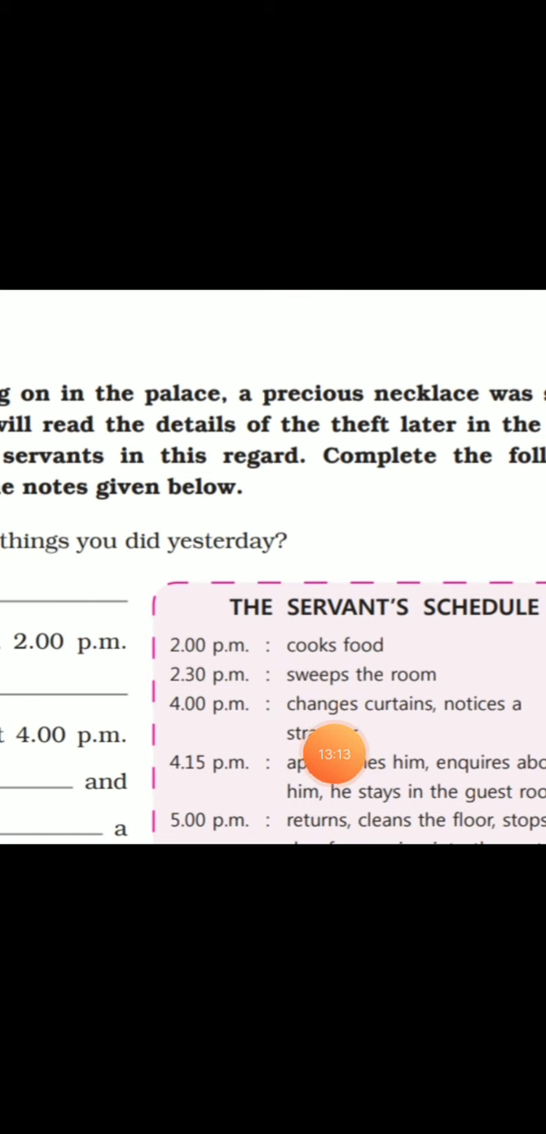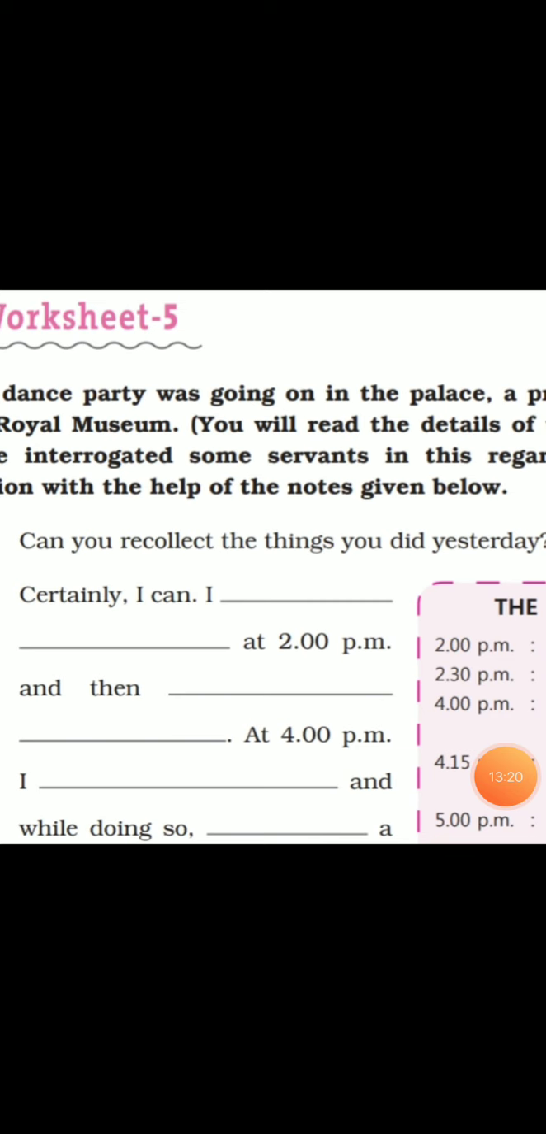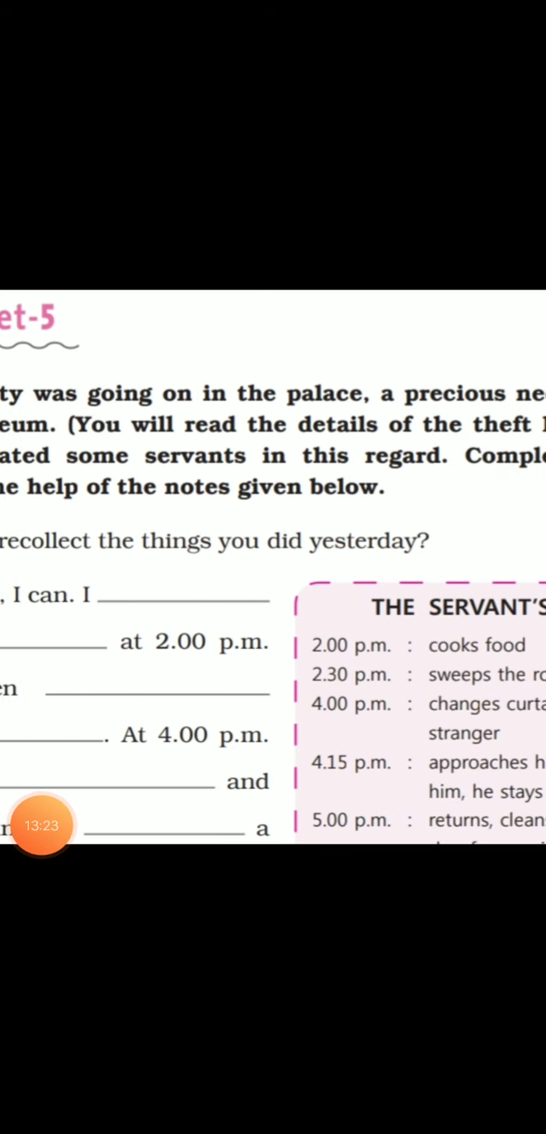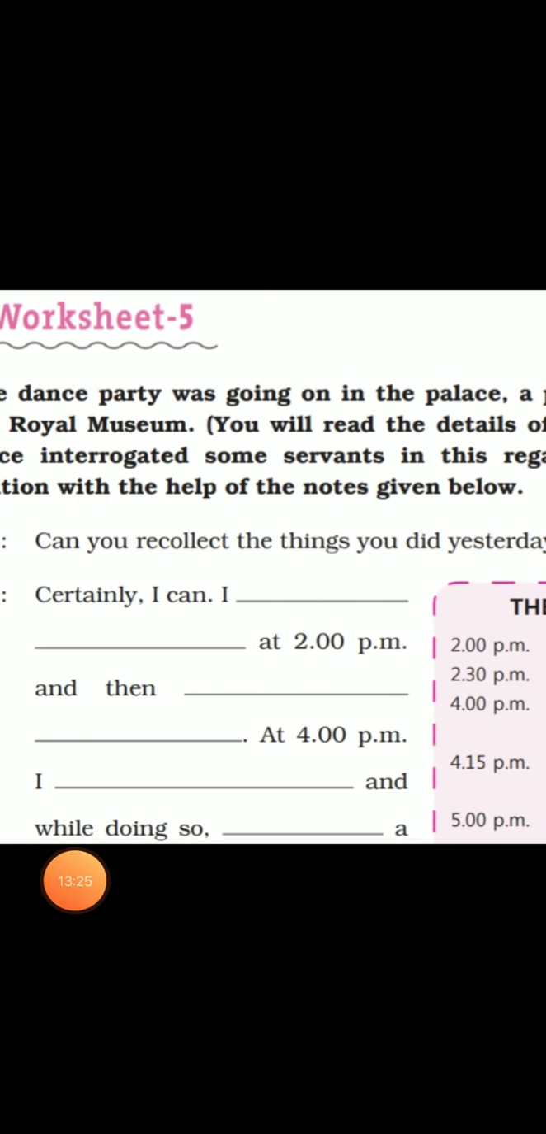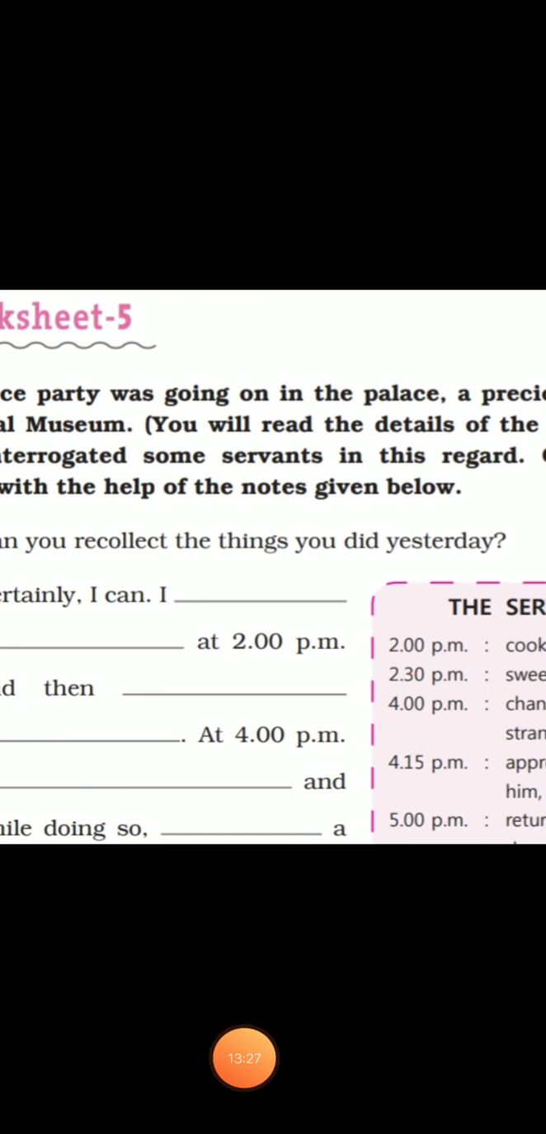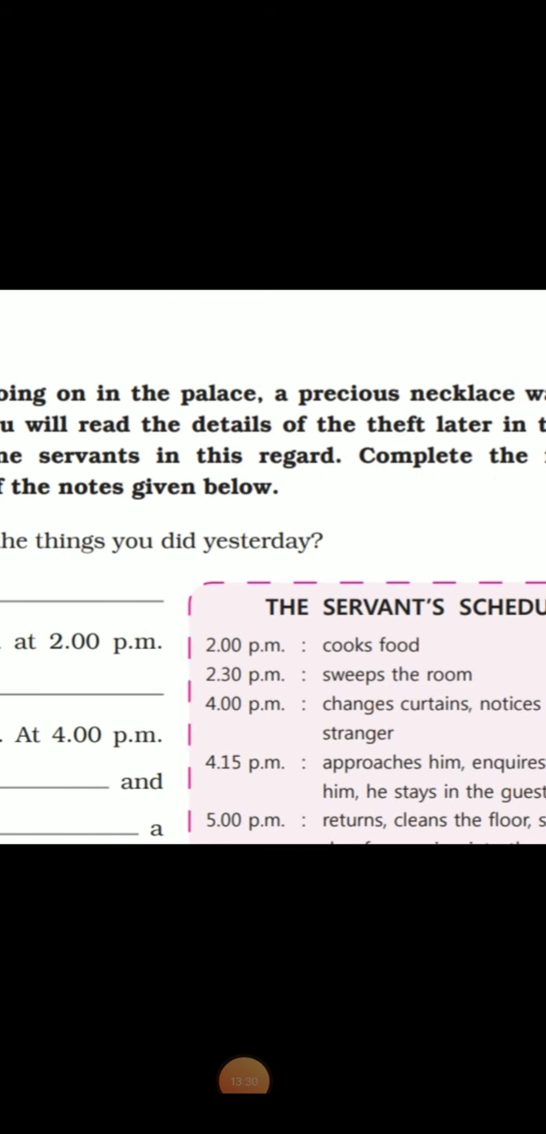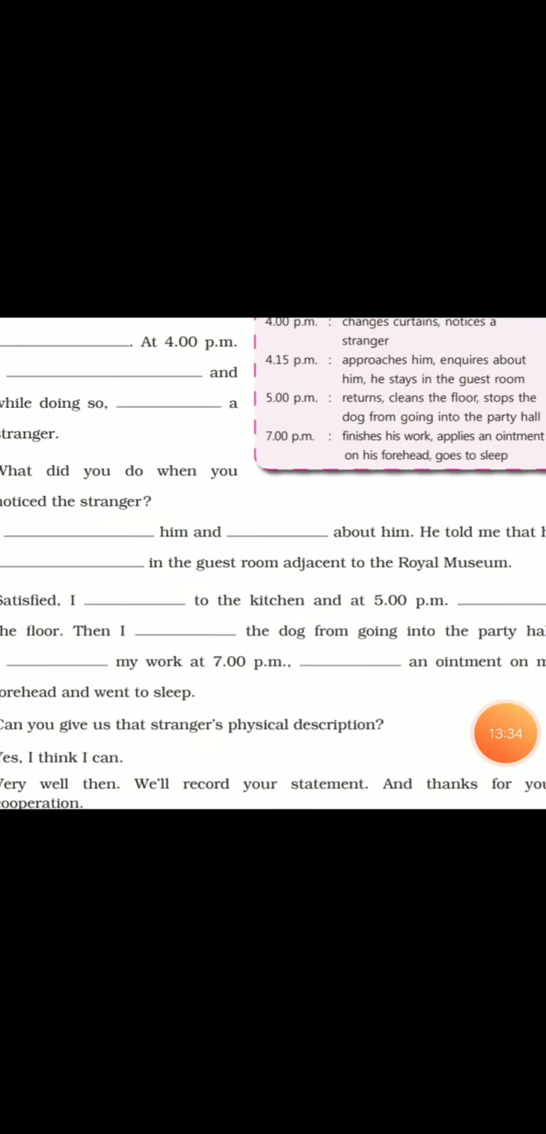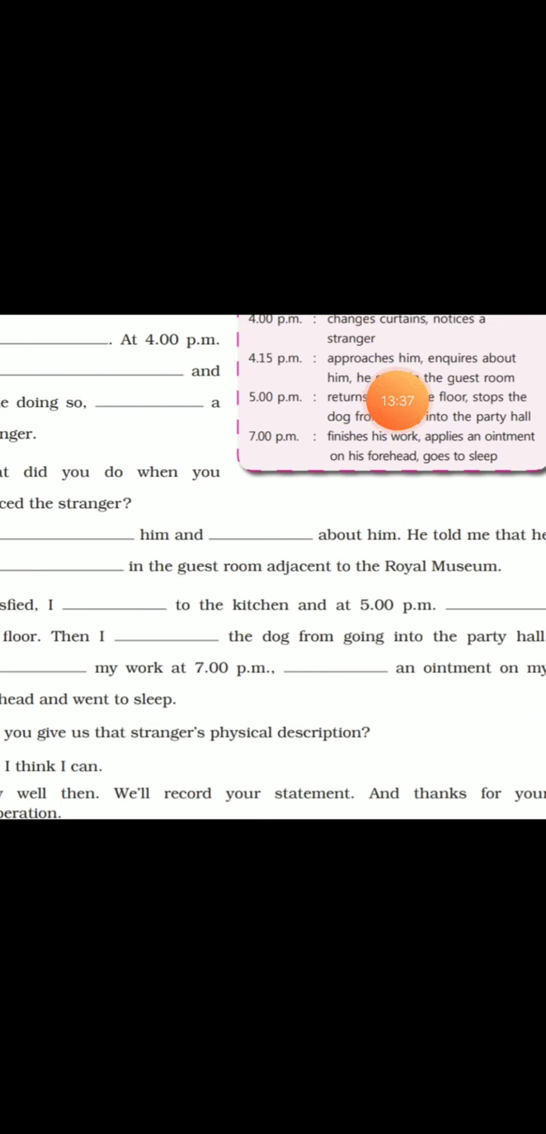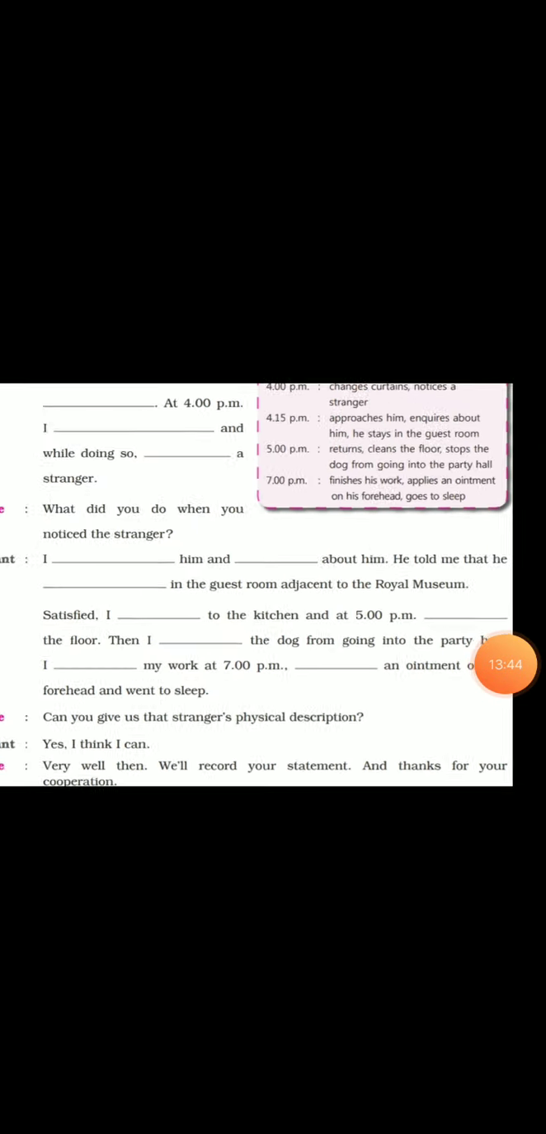At 4 p.m. I changed curtains and noticed a stranger. How will you write here? At 4 p.m. I changed curtains and while doing so, I noticed a stranger. In this way, you can complete this worksheet. You have to use all the verbs given here. They are given in first form. You have to use the second form of verb over here, and in this way you can complete this conversation.